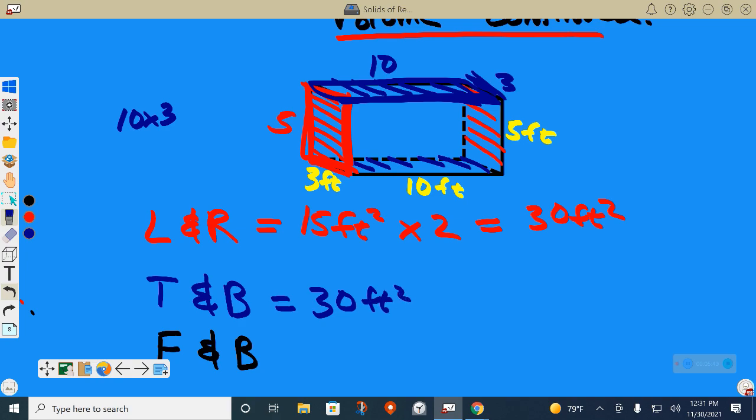But there's 2 of them. The top and bottom are the same rectangle, so I'm going to multiply that by 2. That's 60 square feet. Nice.